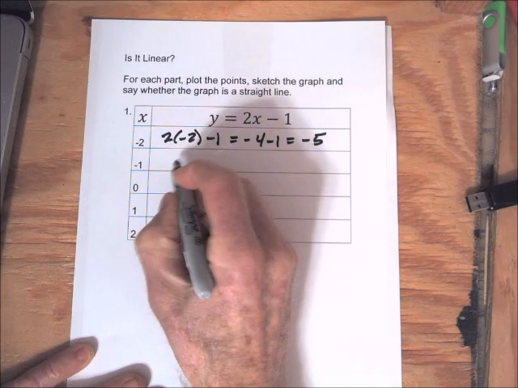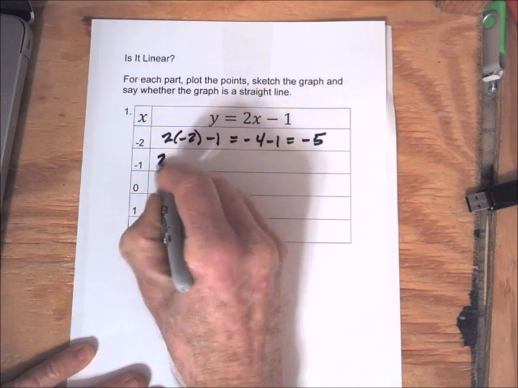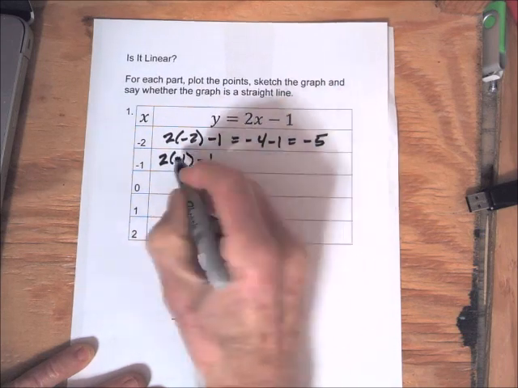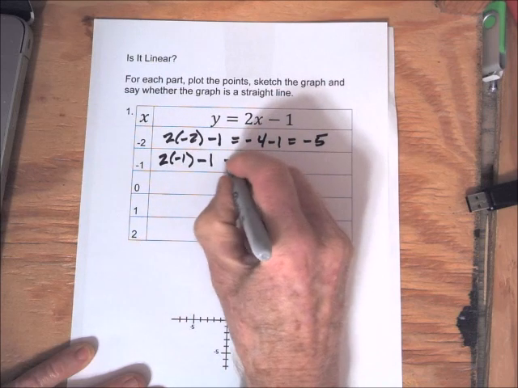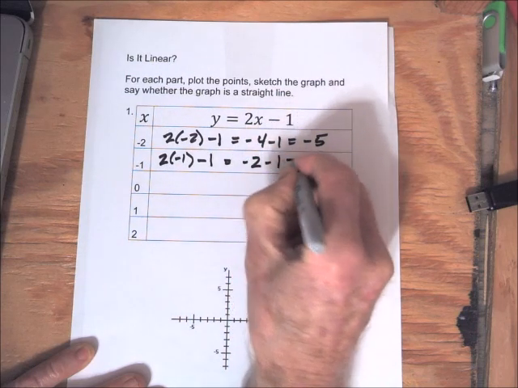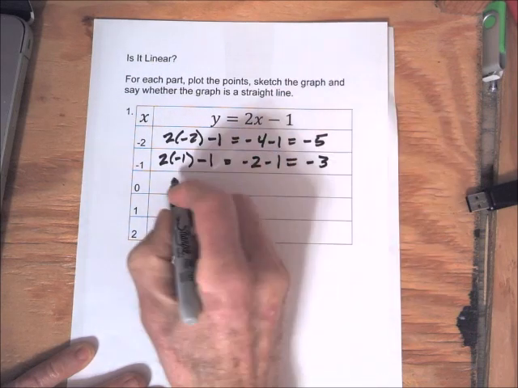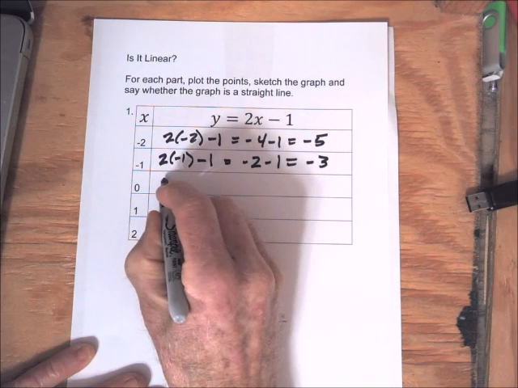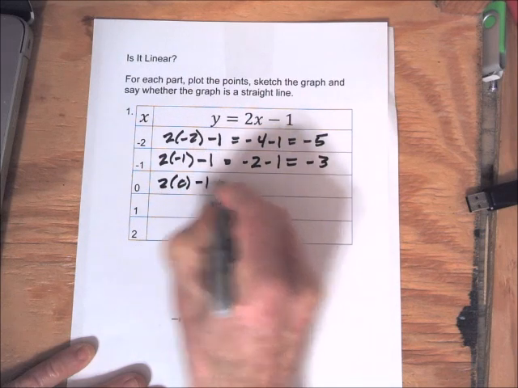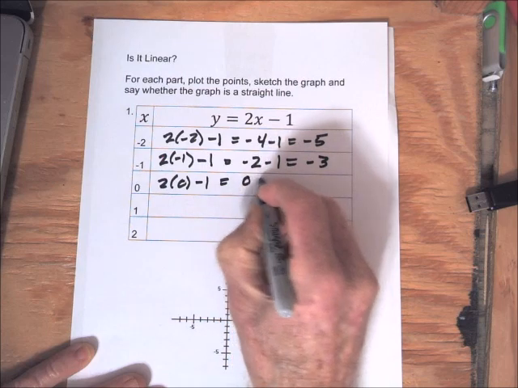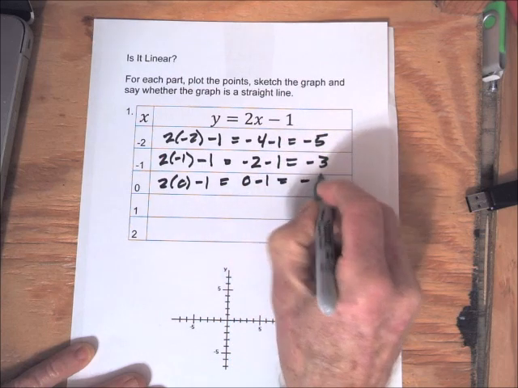If x is -1, y will be 2 times -1 minus 1. I'll do the multiplication first. 2 times -1 is -2. -2 minus 1 is -3. If x is 0, y will be 2 times 0 minus 1. 2 times 0 is 0. 0 minus 1 is -1.